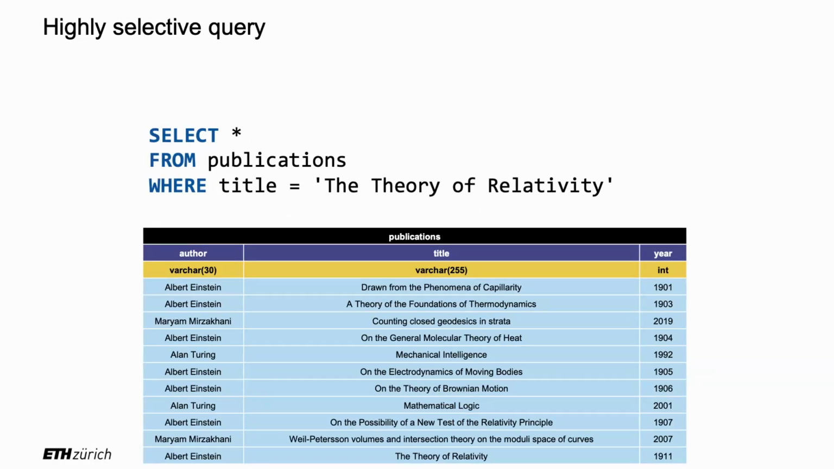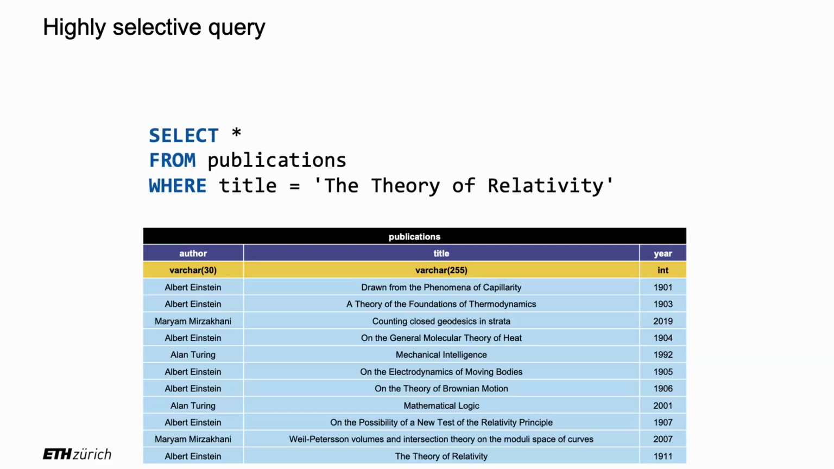There are cases that are even more frustrating than that. Instead of looking at the author, we're going to look at the title. So we have this query that is a selection. We look for the title, the theory of relativity. I'm going to go through the records one by one. It's linear, so it's going to take a while.